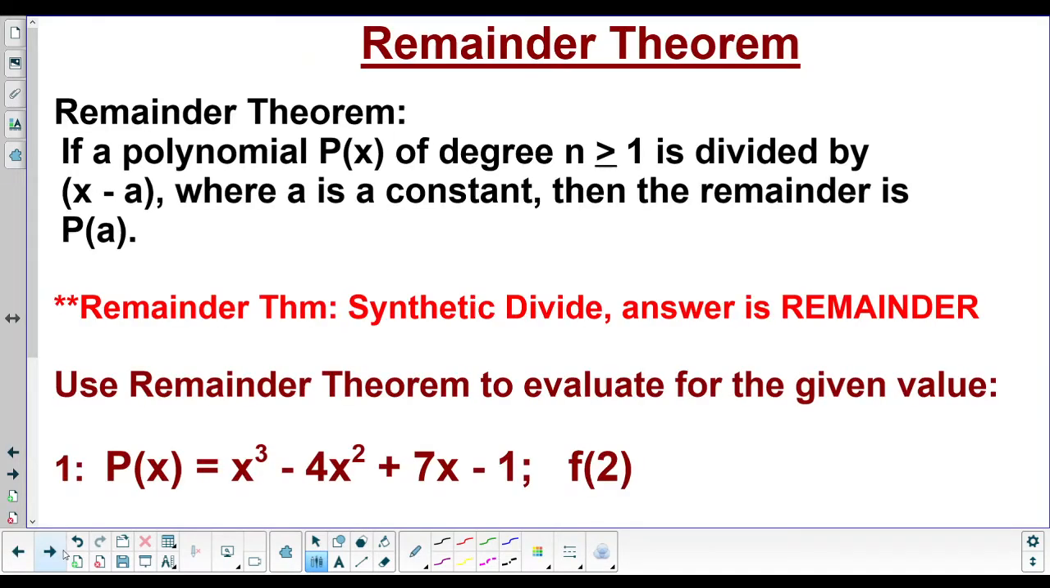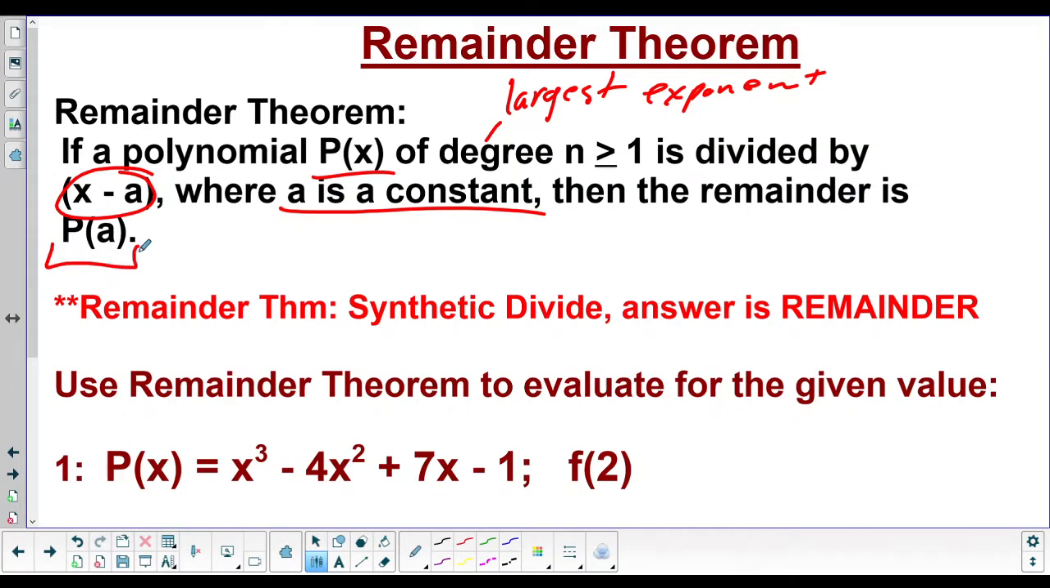So let's talk about what the heck is remainder theorem. Remainder theorem says that a polynomial, and we'll just call it p of x, some polynomial with the degree, this means the largest exponent, is divided by some linear factor, x minus a, where a is a constant. Then the remainder is p of a. All right, let's break that down. The remainder is p when you plug the constant a into it.